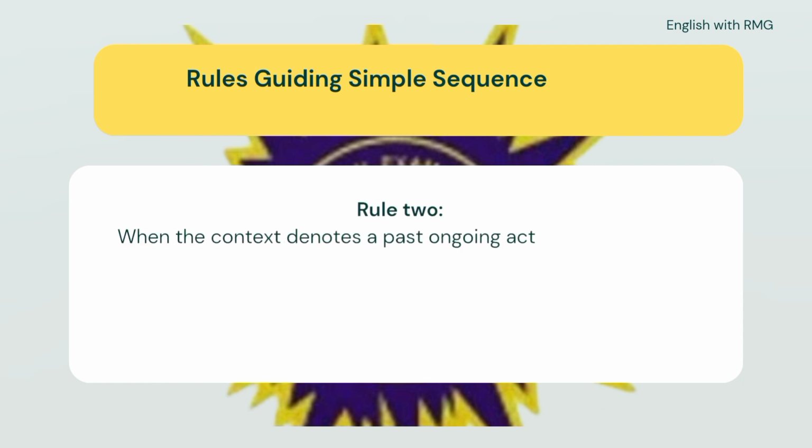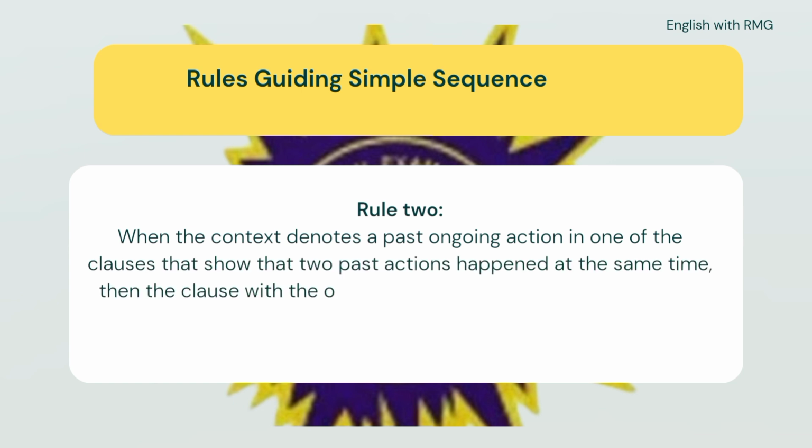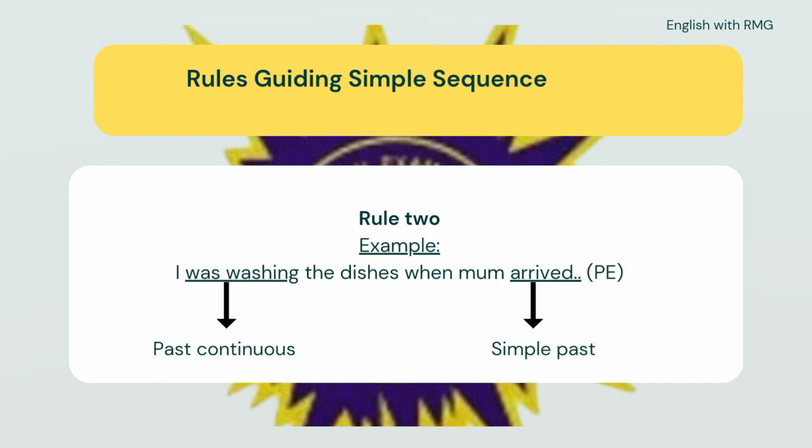Let's move on to the next rule, which is rule 2. Rule 2 states that when the context denotes a past ongoing action, in one of the clauses that show that two past actions happened at the same time, then the clause with the ongoing action takes the past continuous. You know what? I wouldn't want you to bother yourself about cramming the rules. Just pay attention to how the rules are applied in practical questions. So what I mean by this rule is when the context tells us that the action in the past was an ongoing action, then it should also be in the past continuous tense.